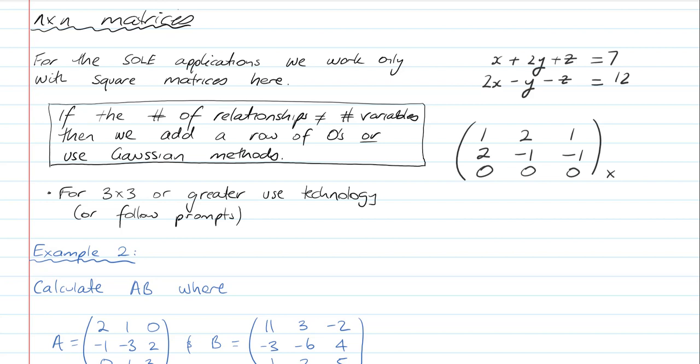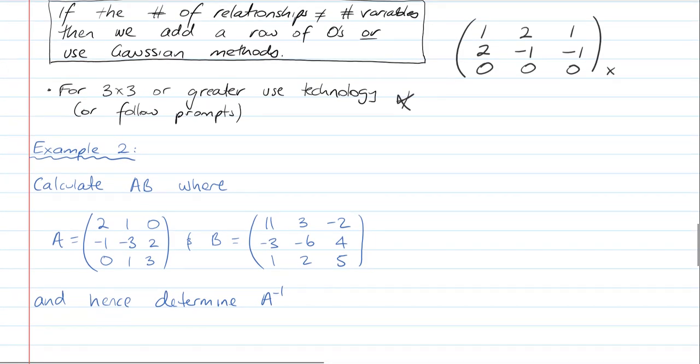For 3x3 or greater, we use technology. So it's really important to note here that the syllabus states that for 2x2 matrices you will be required to find the determinant in some cases, whereas for 3x3 or greater, you are allowed to use technology in all cases. So you won't get a 3x3 in a tech-free paper.